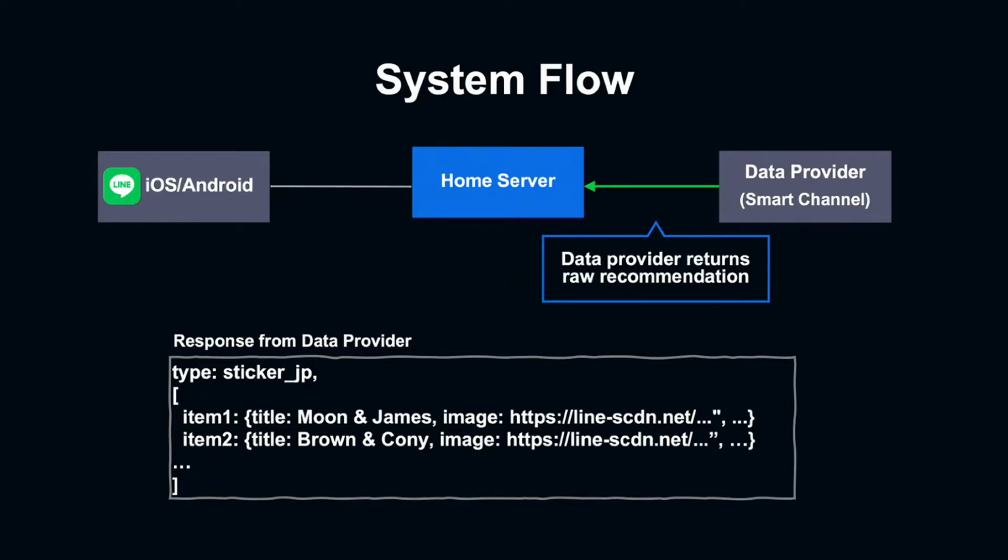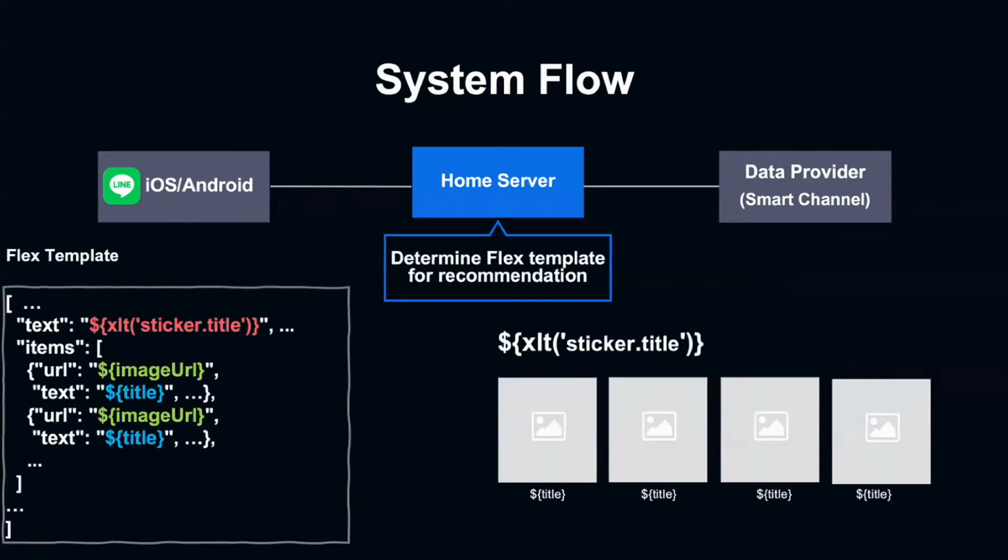Here is an example of the response from the data provider. We can see it has just the type of the content and the list of items, including the title, the image URL, and also some link URL and other information. Based on the type here, we predefined some Flex templates inside the home server. The Flex template is JSON-like text, but it has some placeholder parameters inside. You can imagine the Flex template as a UI with an empty title, image, and main title as placeholders to be filled.